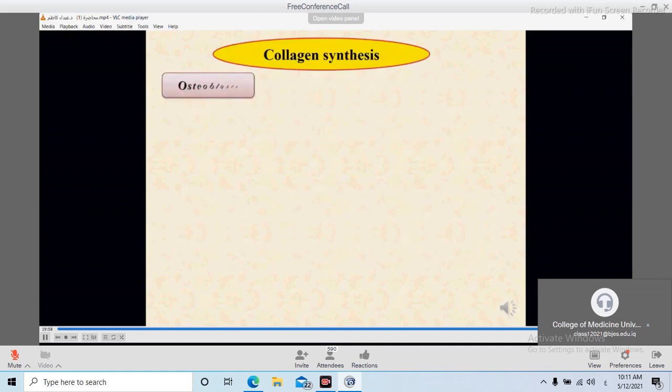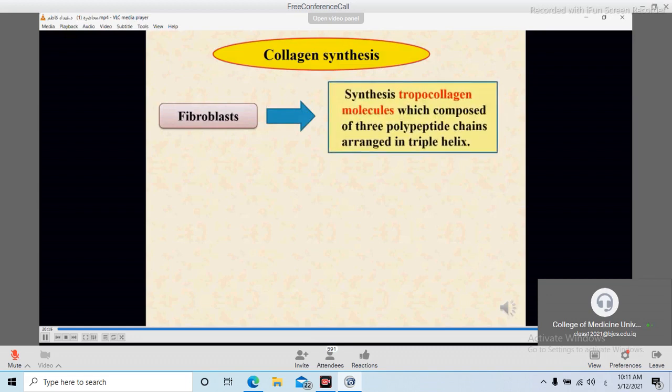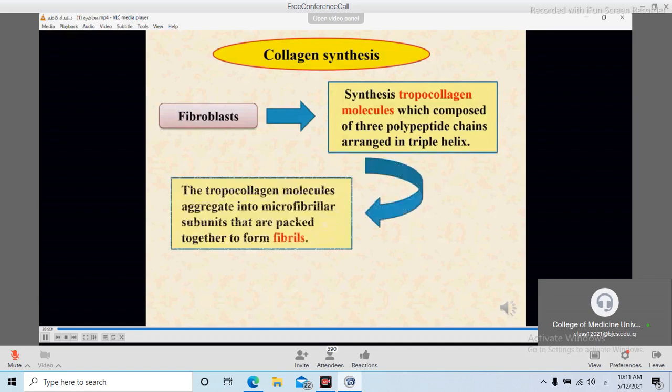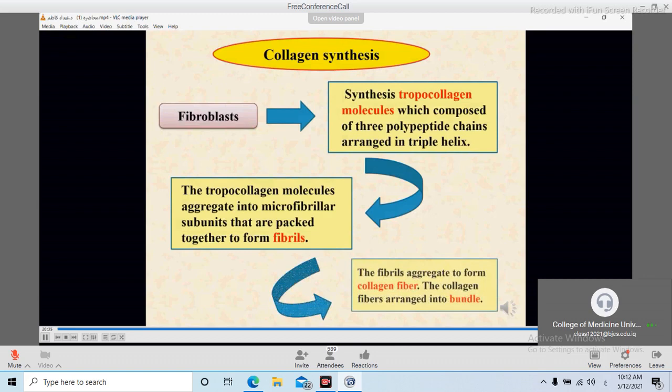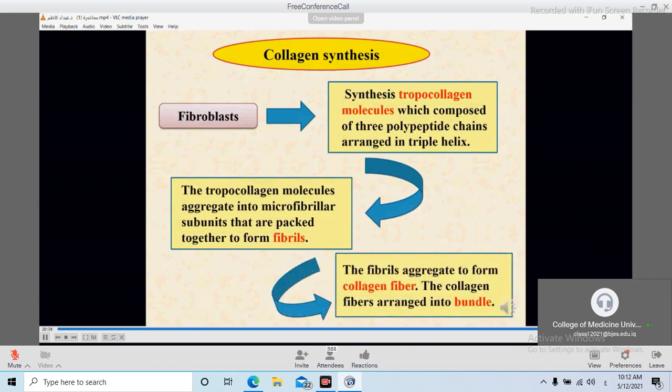Collagen is synthesized by cells called fibroblasts, in addition to osteoblasts and chondroblasts. إذن هذه الخلايا مسؤولة عن تصنيع الكولاجين فايبرز. Fibroblasts synthesize tropocollagen molecules, which are composed of 3 polypeptide chains arranged in a triple helix. Then, these tropocollagen molecules aggregate into microfibril subunits, which are packed together to form fibrils. The pairs of aggregated fibrils form collagen fibers.